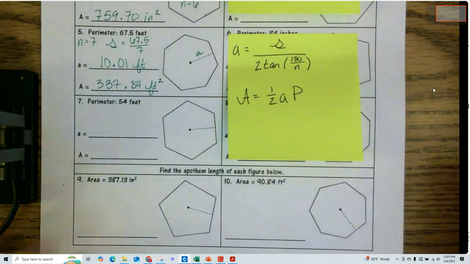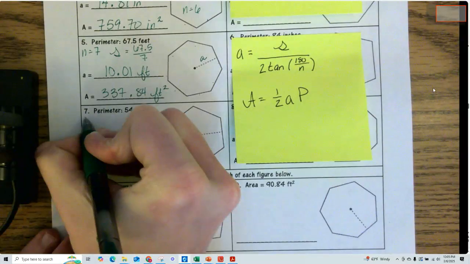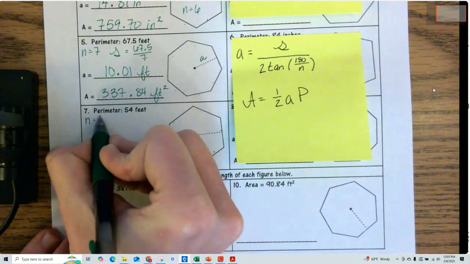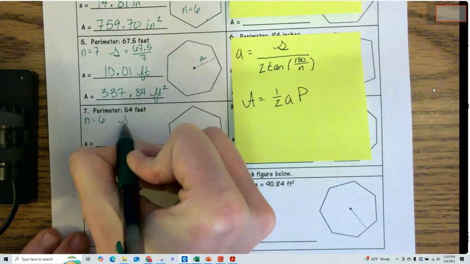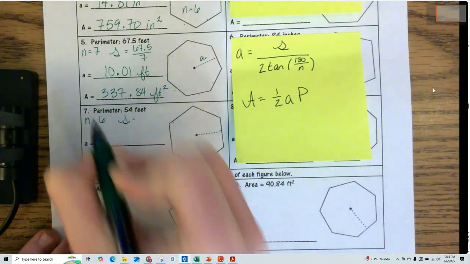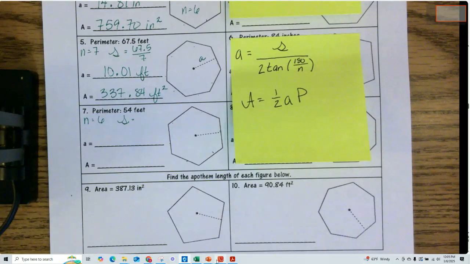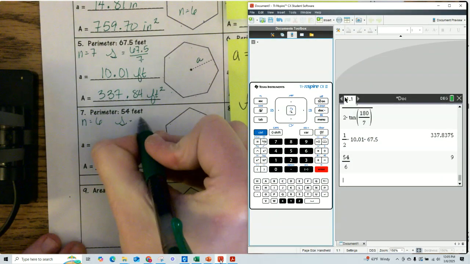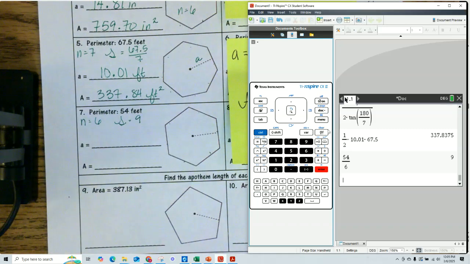Let's do another one like that, okay? So number of sides, 1, 2, 3, 4, 5, 6. And then we need the side length. So we take the perimeter and divide it by the number of sides. So 54 divided by 6. This one's got a decent side length on it at least.